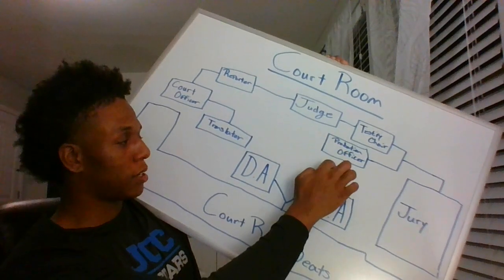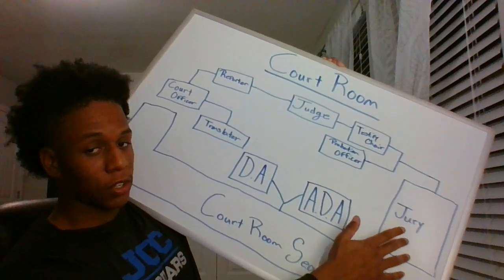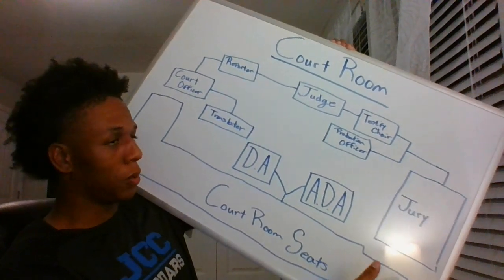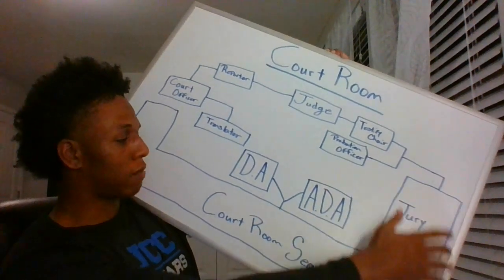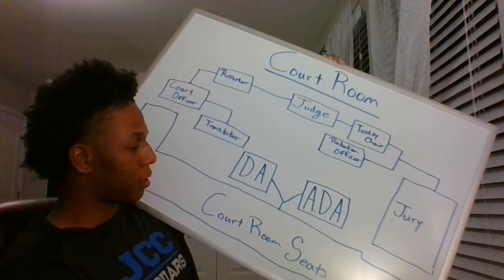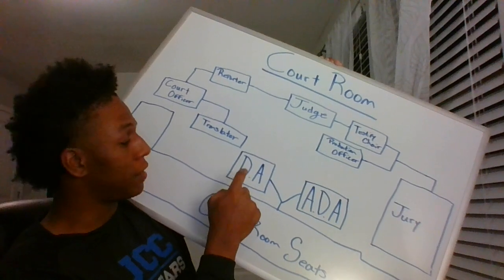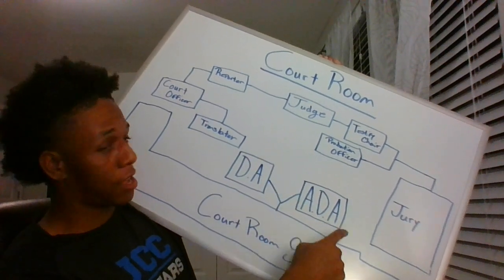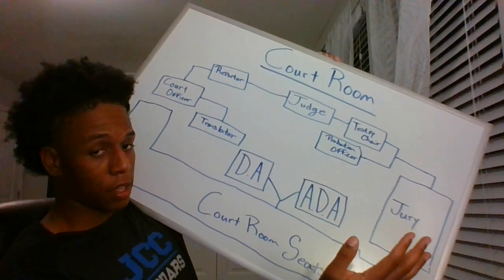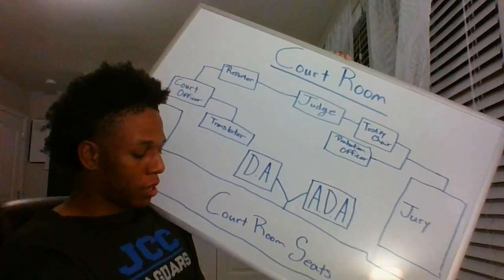Then you have the probation officer right here. Then you got the jury seats right here. This is where people who do jury duty will sit during the superior court trial. Then you got the DA, the defense attorney, and the ADA, but also the prosecutor as well.